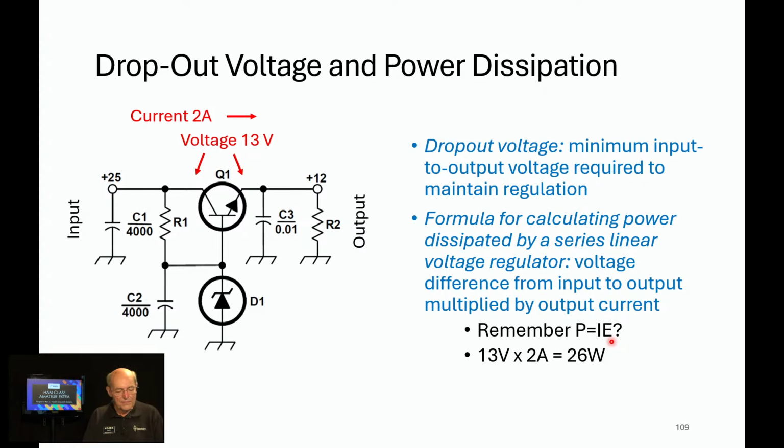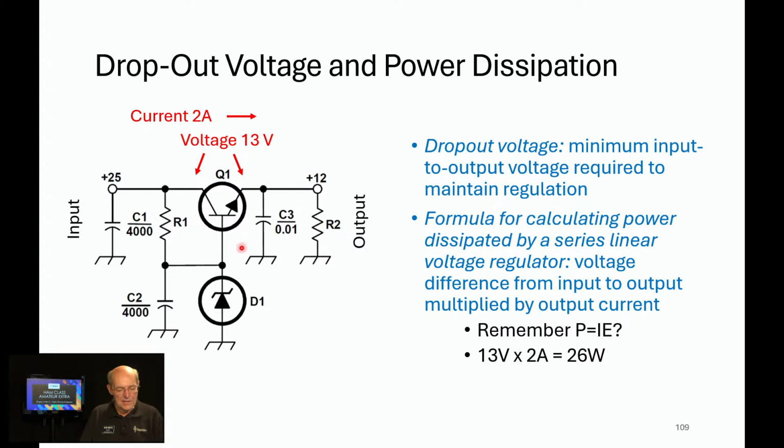Next is another one. Let's assume that 2 amps of current is flowing for whatever load we need. Maybe the receiver is on and the volume is turned up all the way. So the formula for calculating power dissipated by the series linear voltage regulator is the voltage difference from the input to the output, that's our 13 volts, multiplied by the output current. Remember our pie formula, power equals current times voltage? That's what this is. In this case, 13 volts times 2 amps is 26 watts. So the transistor would have to be capable of dissipating that amount.